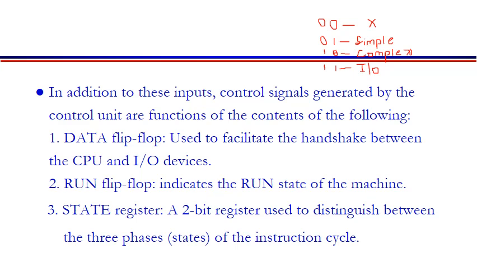Flip-flops are used to form the data block, and data is responsible for facilitating the handshake between the CPU and the input output devices. So what is the handshake? If the CPU or the system wants to transfer data to the output device, first the availability of that output device will be checked. If the device is available, if the device is ready, can the system or CPU communicate with that device? All of this will be done during the handshaking process.